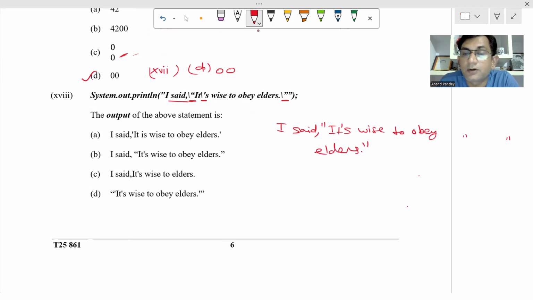Got it? To print single quote and double quote, the question used the slash. See, print with the slash, take care of this. So the answer, as you can see: I said, it's wise to obey elders. This is the correct answer. So the answer will be B. This is B. Question 18.